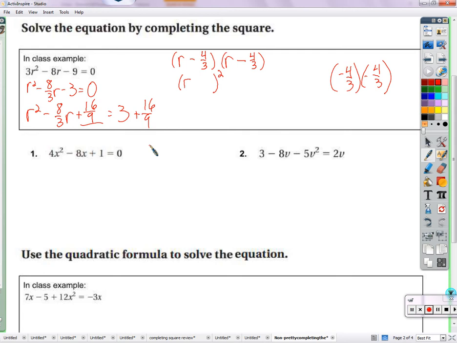Alright, so I need a common denominator. Over 1, so I'll multiply this by 9. I have 16/9 plus 27/9. And what's 16/9 plus 27/9? 43/9. Great. Well, this is just a factor times itself. A number times itself is just that thing squared. Equals 43/9.